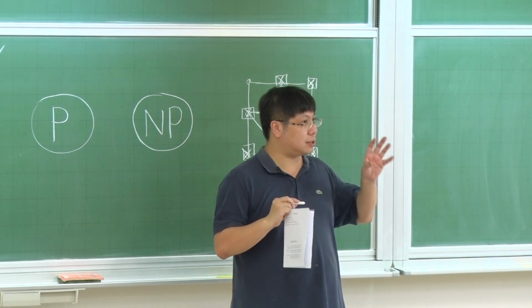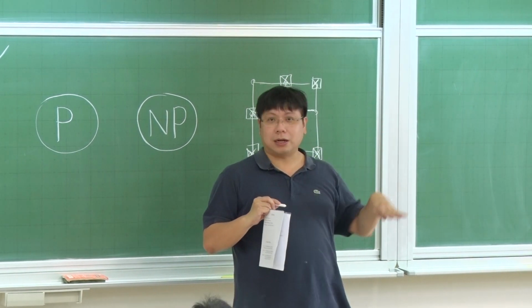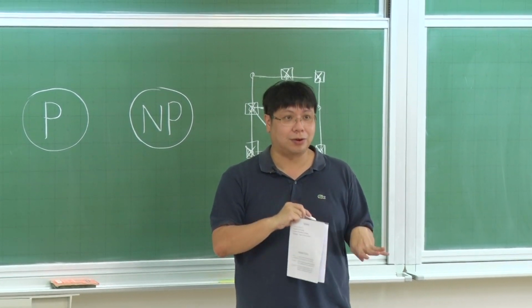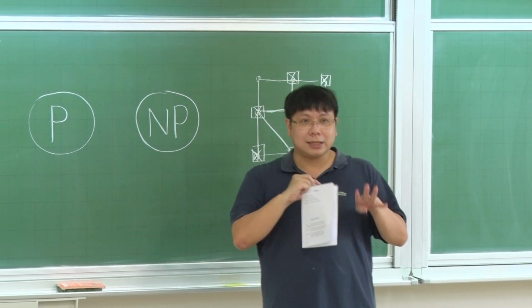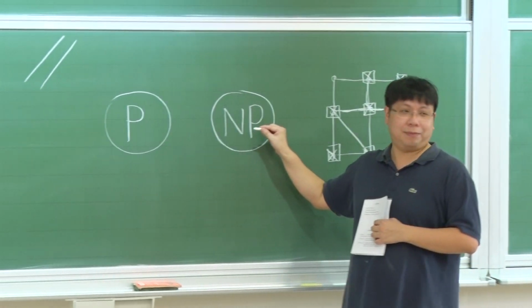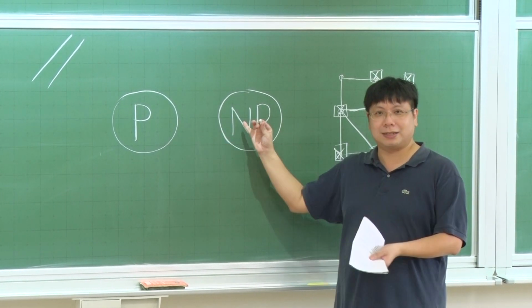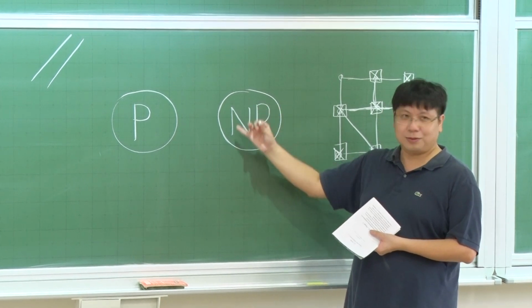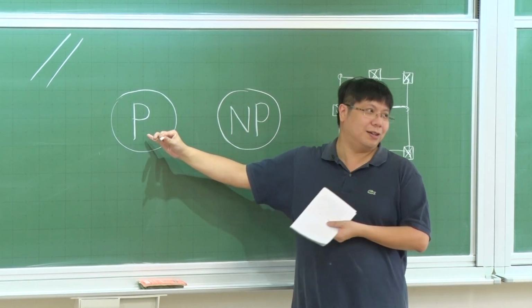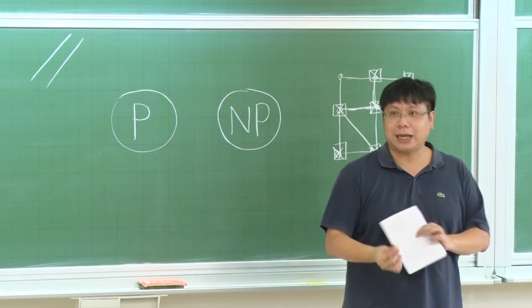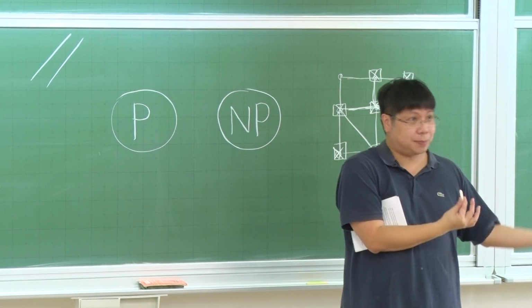This requires just that you give me a correct solution, and then I can check quickly whether your solution is correct. So this type of problem, we call it NP. It does not mean not P, but it is just not as strong as P. For P, you need to find a way to really tell me how I should place these 6 policemen.